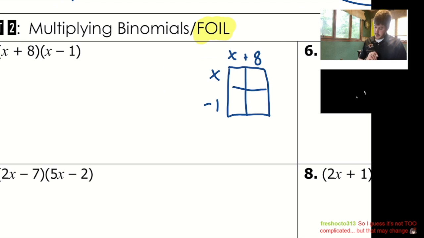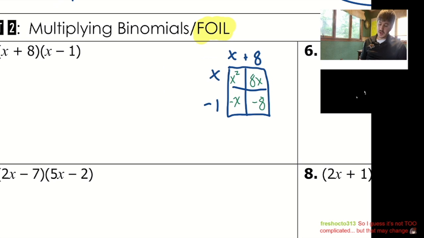I guess that's a plus, right? Yeah, plus 8. So x squared. Then you have 8 times x, so that becomes 8x. Then you have x and negative 1, which would be negative x. And then 8 and negative 1, which would be negative 8.